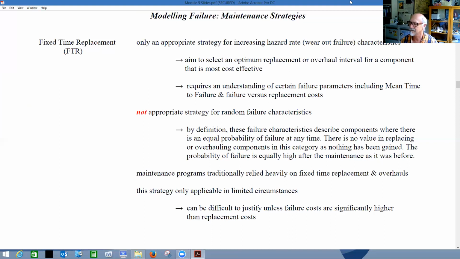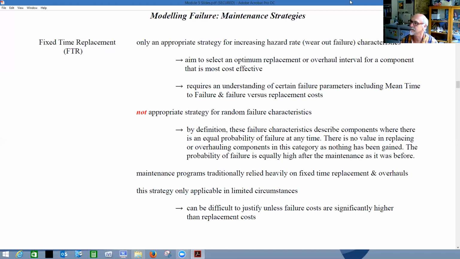It requires an understanding of the certain fail parameters, including the mean time to fail and fail versus replacement costs. As I say, that will come either from your experience on that particular site and the data that's been collected on that site, compared to if you shift to another industry or to a different site, where you would have different information related to that.